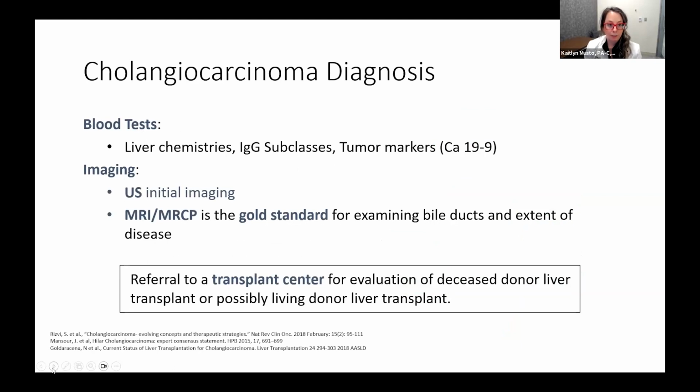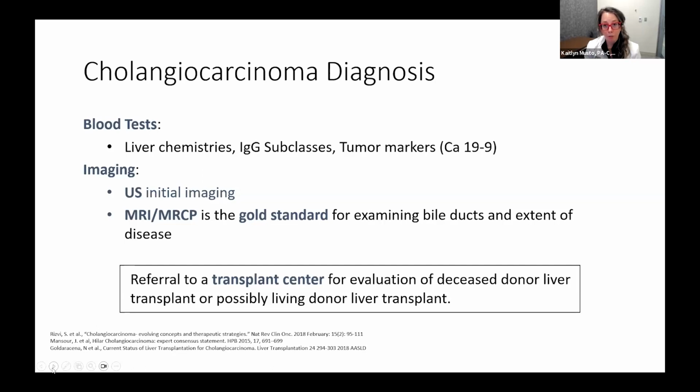So a little bit more about how we diagnose cholangiocarcinoma. Usually, diagnosis occurs when we get liver chemistries or tumor markers. IgG subclasses is another term that you may hear. This is another type of inflammation that can cause something that looks like a biliary stricture but isn't actually a malignancy. Imaging, usually ultrasound is the initial imaging, and it'll show biliary dilation. But MRI and MRCP is really the gold standard for examining the bile ducts to determine the extent of cholangiocarcinoma.